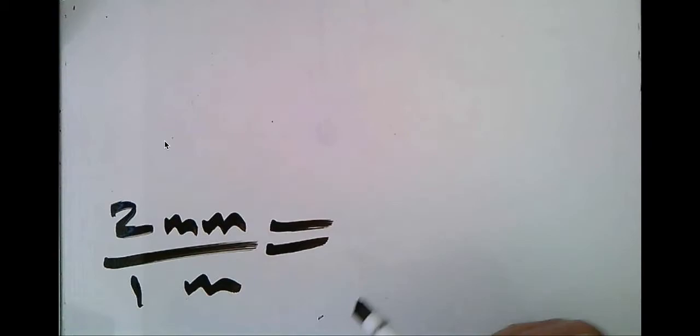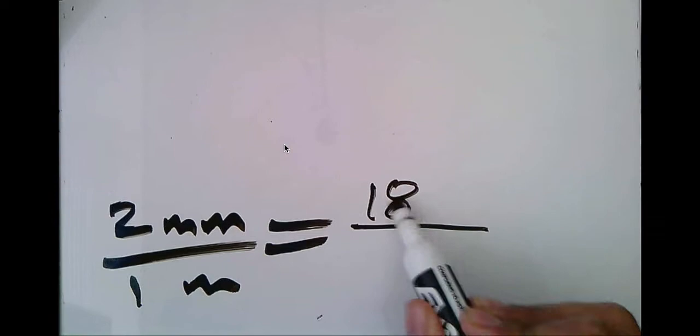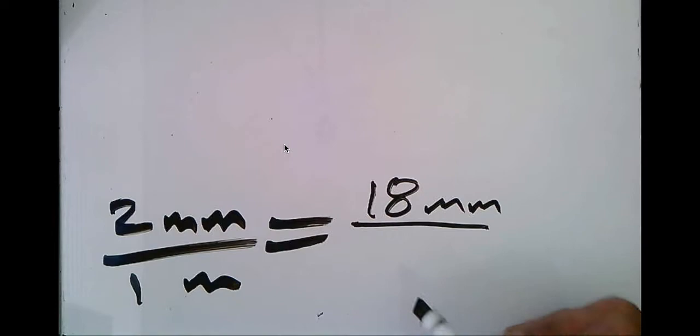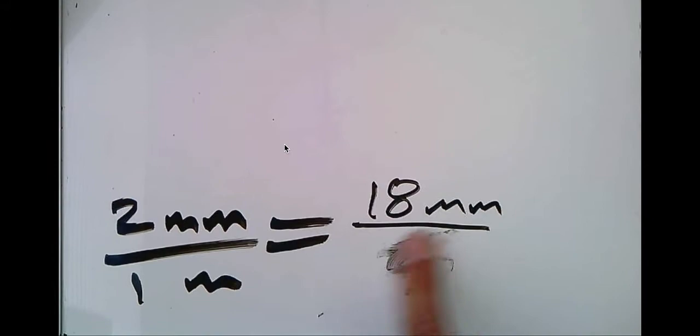And that should be set equal to, if the front patio is 18 millimeters in the drawing, how wide is the actual patio? So what we are given are millimeters. Note that millimeters are on the top. Therefore, we have to write the 18 millimeters on top in the numerator. Therefore, we're missing our denominator. Again, you could write a variable if you're going to show each algebra step, or simply leave it blank, or even write a question mark. Okay? So technically, most of your math teachers, including myself, would ask you to write a variable.